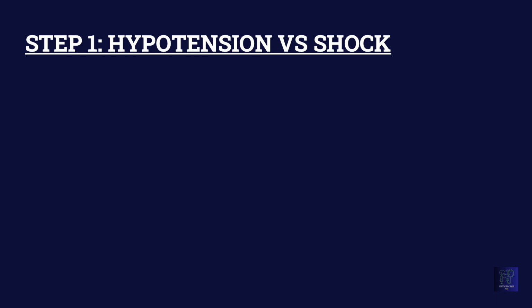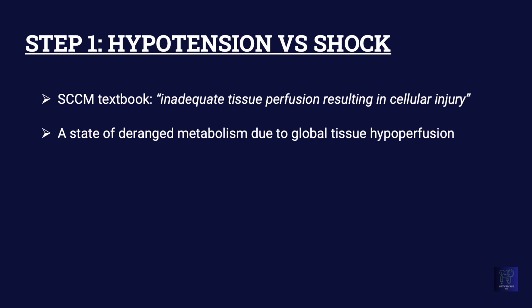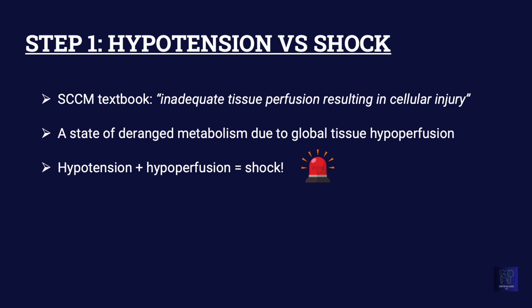There is no universally accepted standard definition for shock, but the Society of Critical Care Medicine textbook defines shock as inadequate tissue perfusion resulting in cellular injury. Basically, it is a state of deranged metabolism due to global tissue hypoperfusion as opposed to regional hypoperfusion. For example, let's say there is acute thrombosis of an artery supplying a particular limb. There is hypoperfusion to that limb and tissue injury. However, it's not global. So, shock is a state of global tissue hypoperfusion.